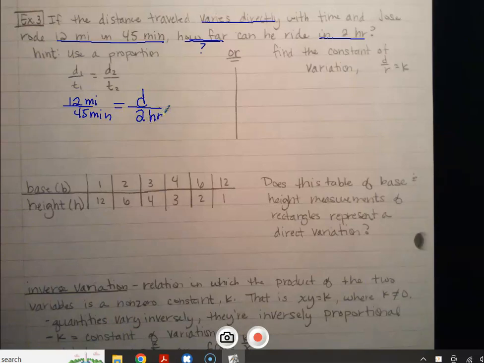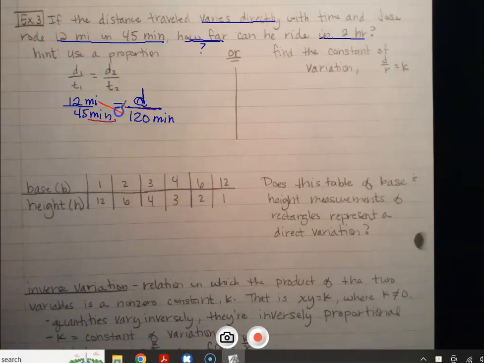It's problematic that our units are not the same here. We have minutes and hours. So we need to make those the same in order to be able to use them. If we want to change hours to minutes, 2 hours is how many minutes? Perfect, 120. So we're going to have our distance over 120 minutes. Now that they're the same, we can solve.